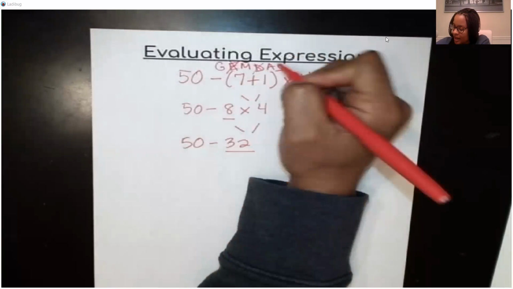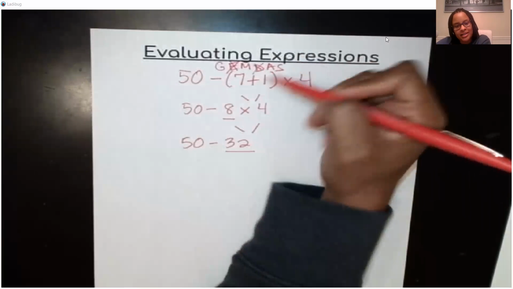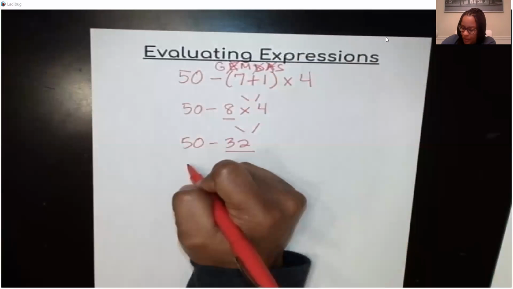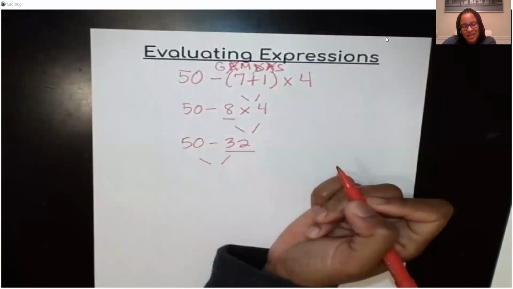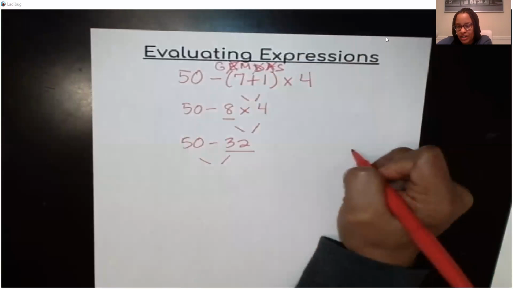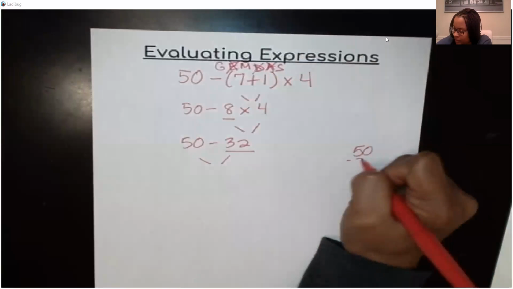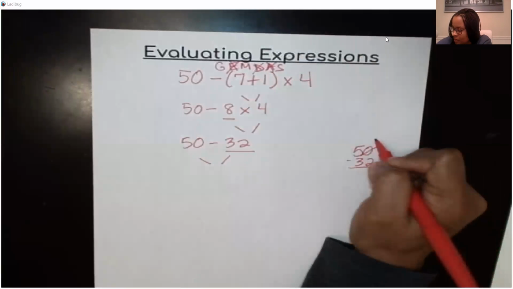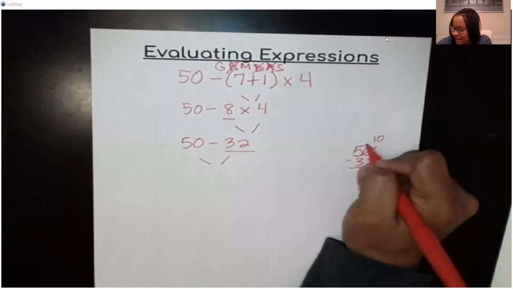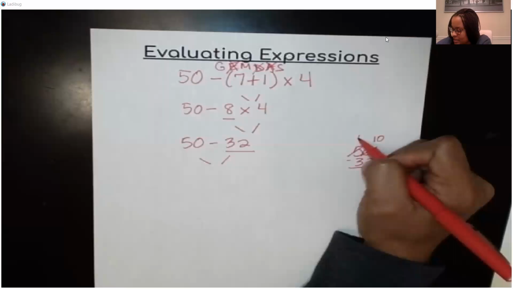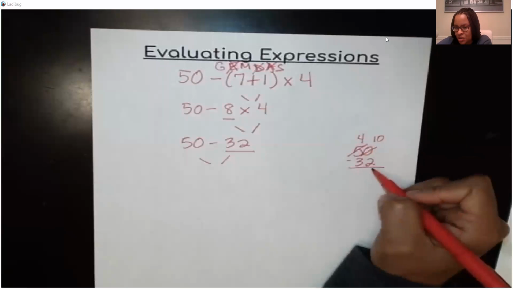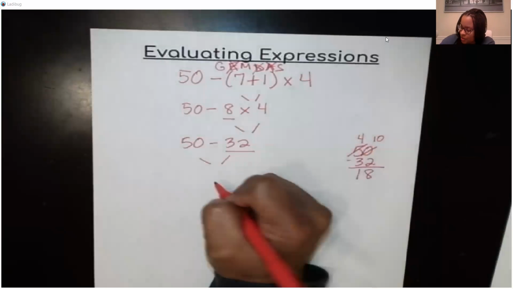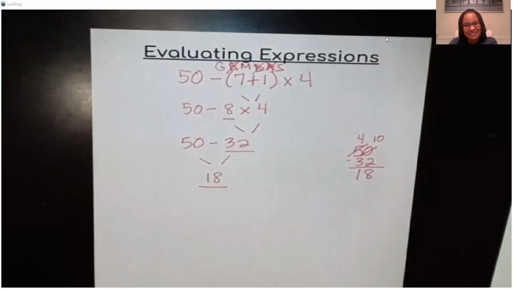So should I add or subtract? Well, it looks like there's a subtraction sign. So I'm going to go 50 minus 32. And if I'm not sure what that is, I'm just going to go over here to the side really quickly and subtract, okay? I can't do 0 minus 2, so I'm going to make this a 10. And I'm going to borrow from the tens place and turn that into a 4. So 10 minus 2 is 8. 4 minus 3 is 1. So there you go. That's my answer, okay?